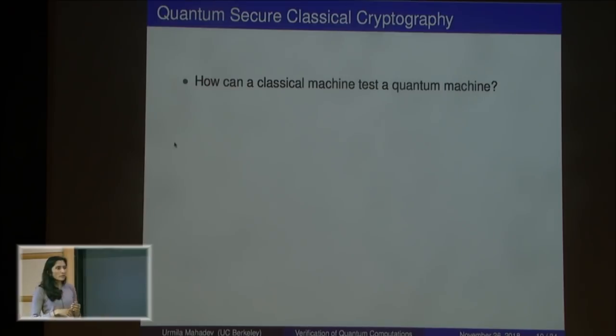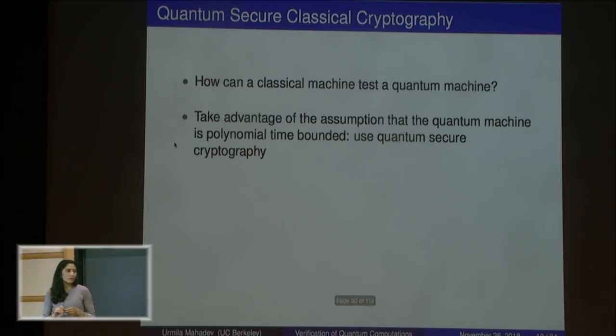In both the verifiable quantum supremacy and testing of general quantum computations, there's this underlying issue where you have a classical computer and you want it to test a quantum computer, but the classical computer is much weaker than the machine that it's trying to test. So how can it gain any leverage over a machine which is so much more powerful? And this is where I use the assumption that the quantum prover is polynomial time. And I use this assumption to say that there are certain problems that a quantum computer cannot solve.